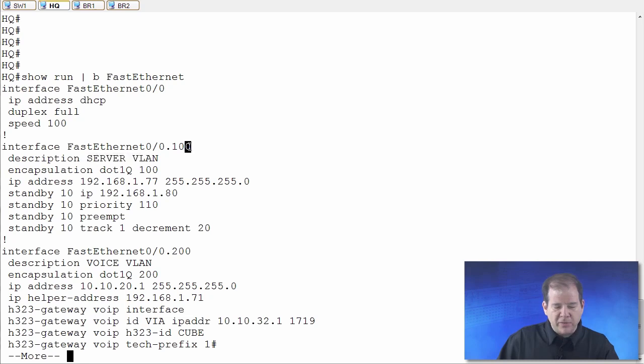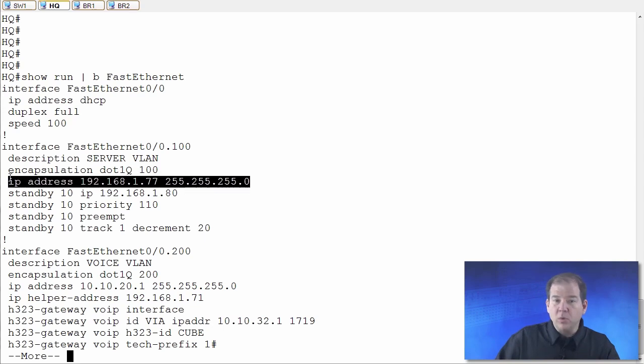Here for Fast Ethernet 0/0.100, notice I'm saying encapsulation .1Q. My encapsulation type is matching 100. I'm saying that this interface corresponds to VLAN 100 coming over that trunk. And I've got an IP address that corresponds to that VLAN, that corresponds to that subnet.